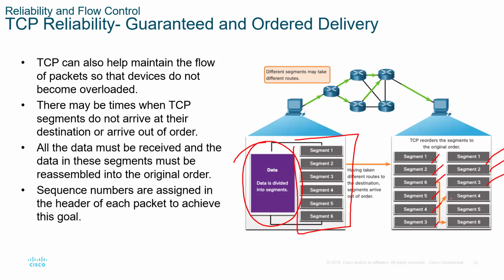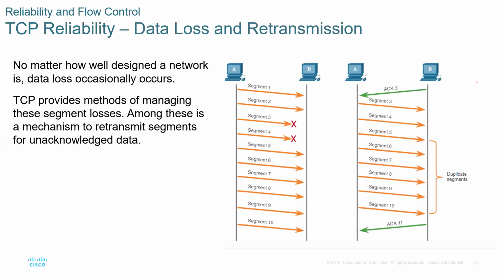So 1, 2, 3, 4, 5, 6. So it's going to now rearrange them just to ensure that everything is fine in that area. So no matter how well designed the network is, data loss occasionally happens. So TCP provides a method of managing this segment loss. Among these is a mechanism to retransmit segments for unacknowledged data.